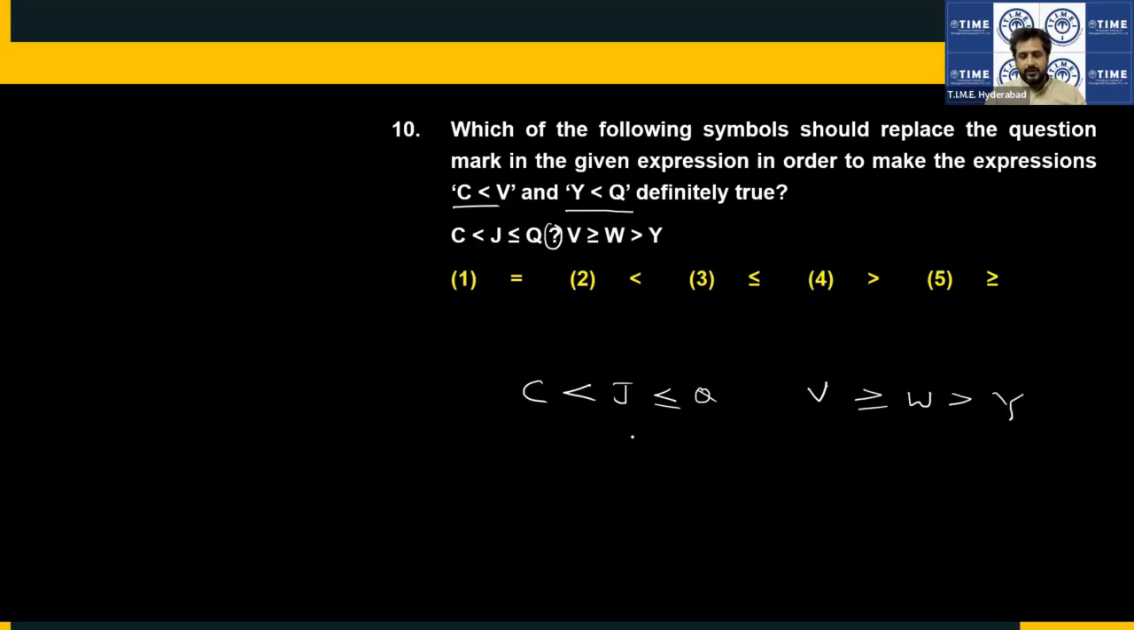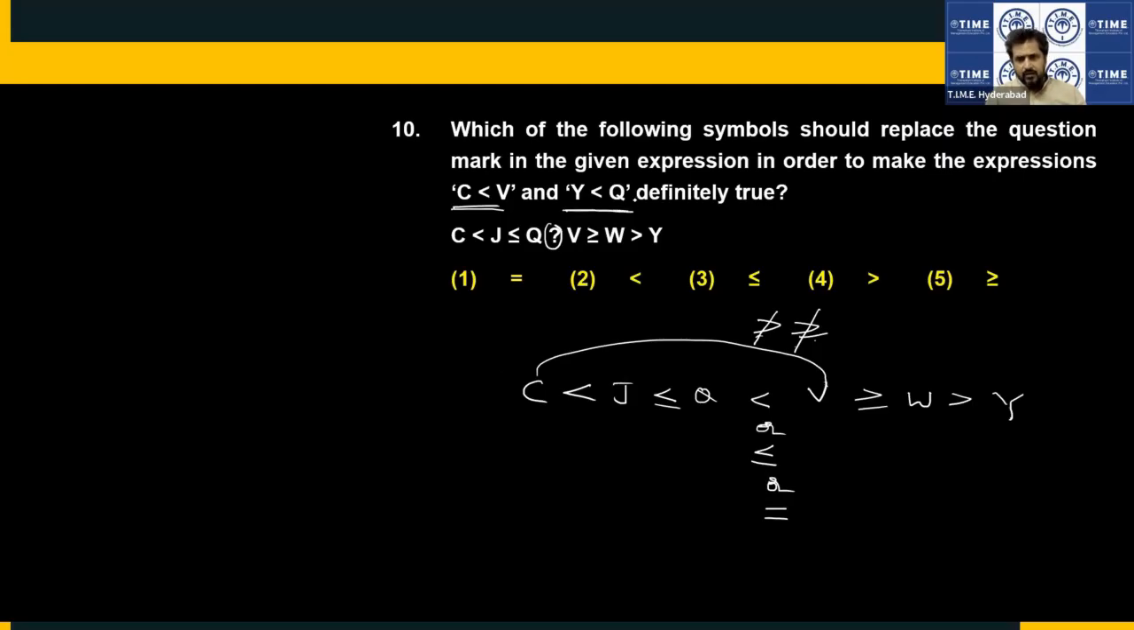C less than V has to be true. In order to be C less than V true, definitely we don't need greater than and greater than or equal to, because these two if you place here, we will be getting opposite signs between C and V. Then we cannot establish any relation. But C less than V has to be definitely true. Then it should be less than or less than or equal to or equal to. One of these three will be our answer.